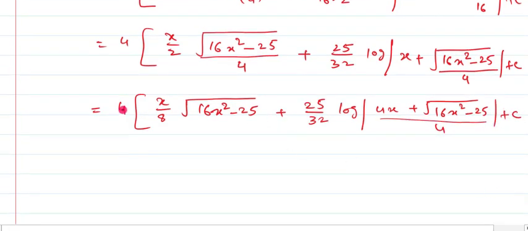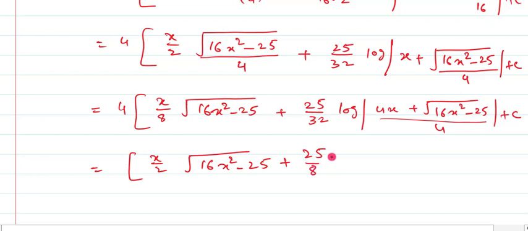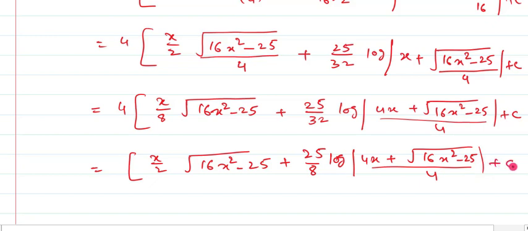c. Now taking this 4 inside, we are getting x upon 2 square root of 16x square minus 25 plus 25 upon 8 log 4x plus square root of 16x square minus 25 upon 4 plus c. So this is the final result for the given problem.